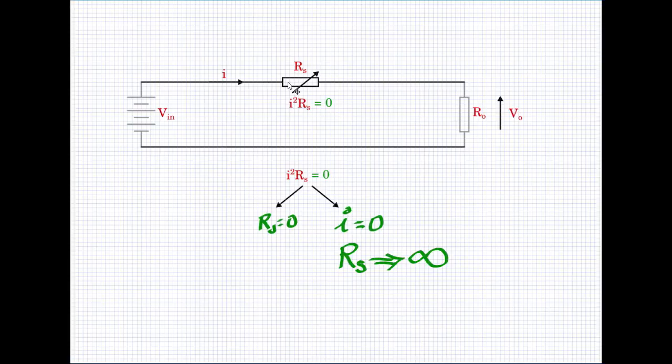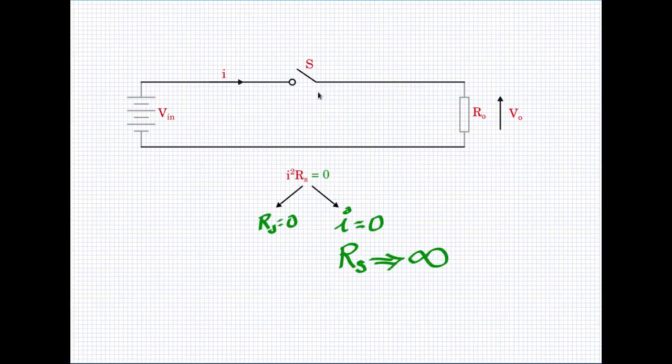So the only two conditions when the switch is not dissipating power is when RS is 0 and when RS is infinity, when the switch is short circuit, fully on, and when the switch is open. So these are the two conditions that are permissible from the point of view of power dissipation in the series circuit, power dissipation in the series element.